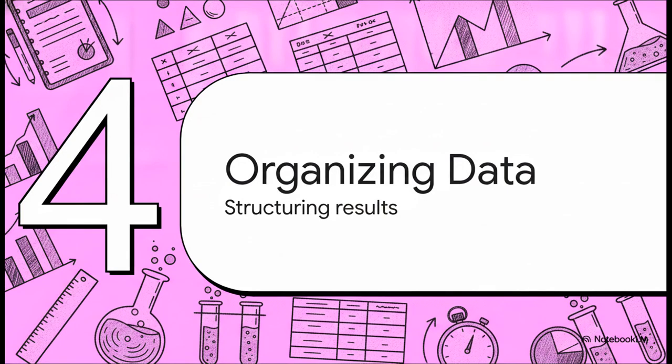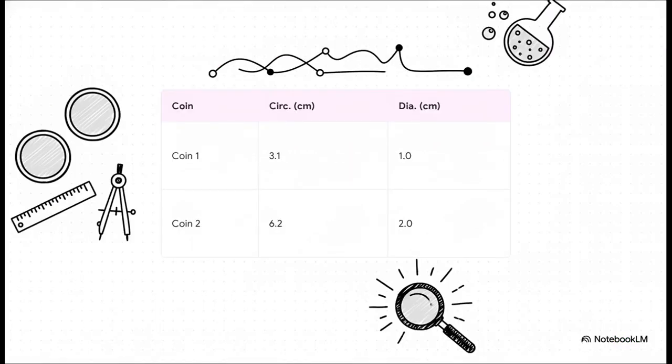Section 4. Organizing your scientific data. Once you have your accurate measurements, you need to organize them. Take a look at this elegantly structured table. It shows exactly how you take raw data, like measuring coins, and organize it into clean columns and rows.